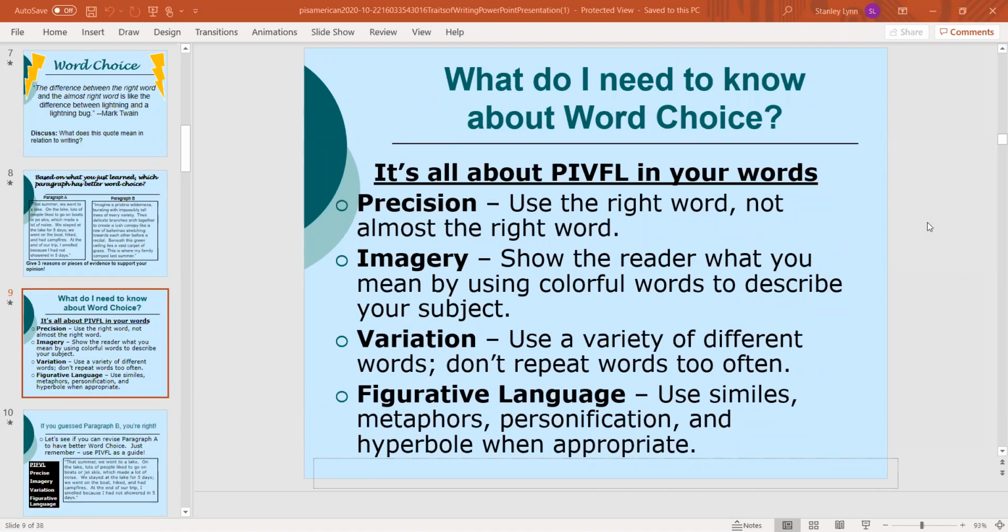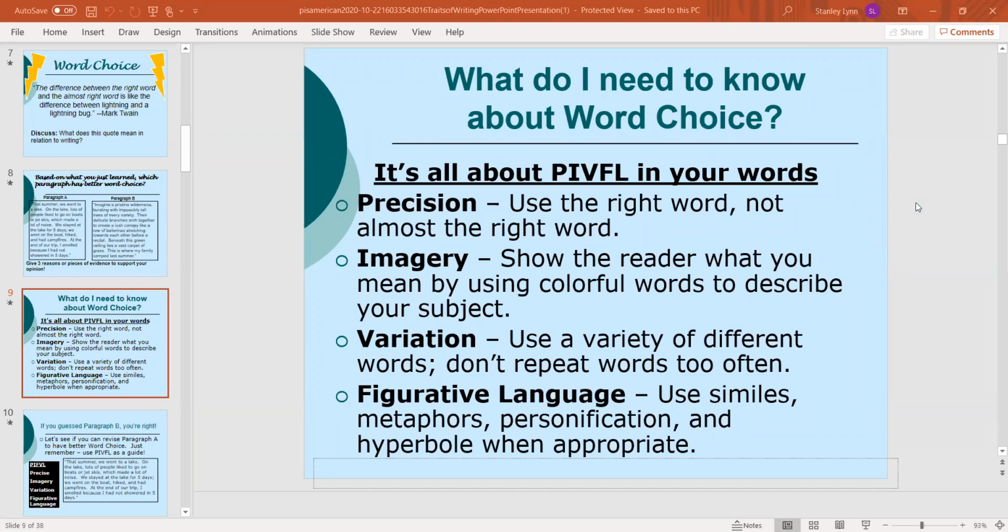It's all about PIVFL in your words. First, precision. You have to be very precise. Use the right word, not almost the right word. If you come to me and I circled a word or words and said, this is used in the wrong context, don't look at me and say, but Miss Lynn, it's almost the same. Almost does not count in writing, guys.